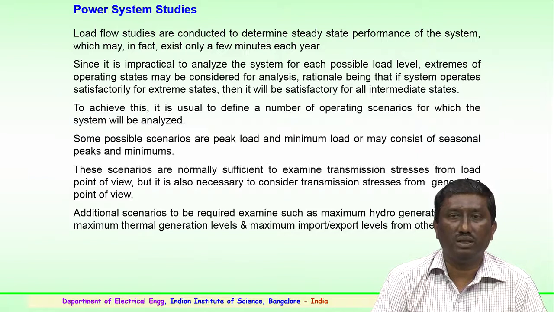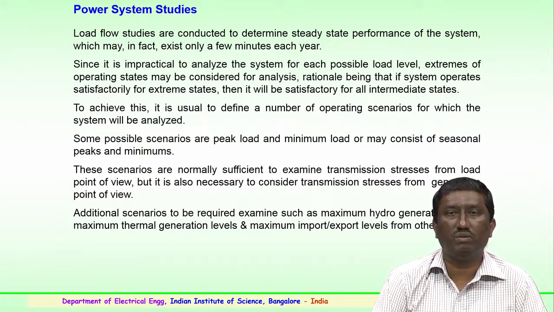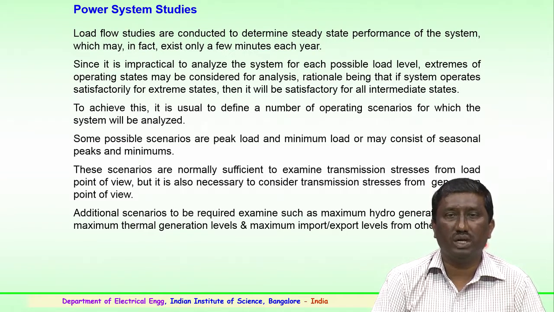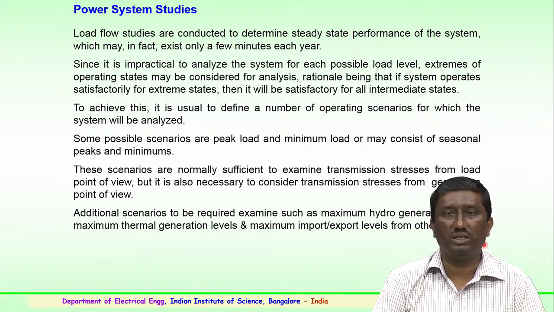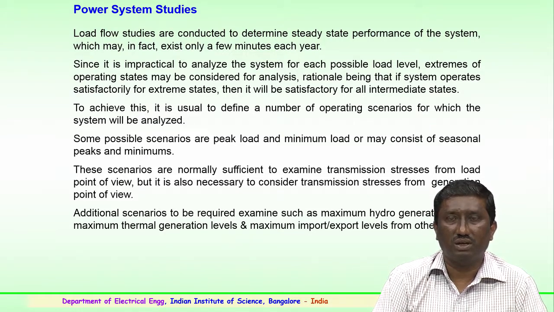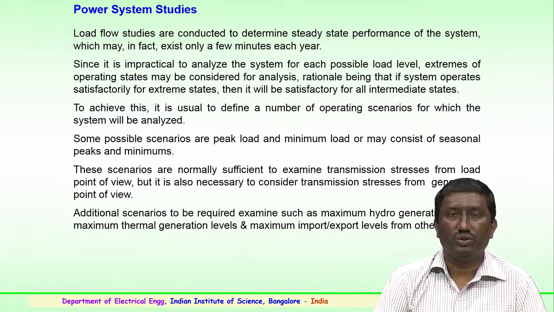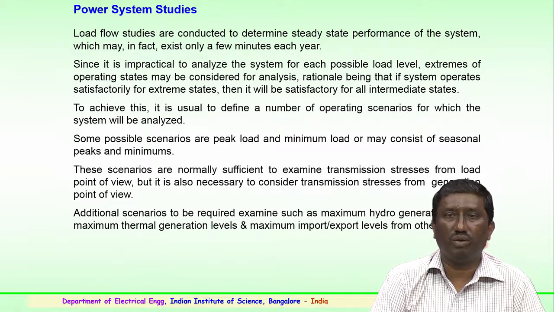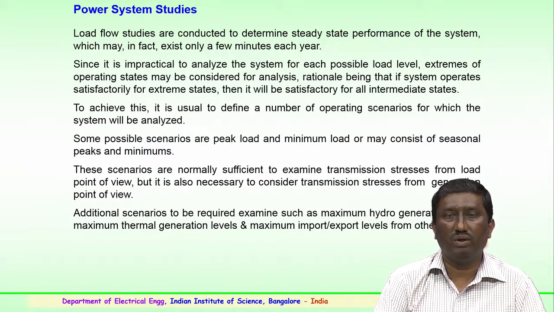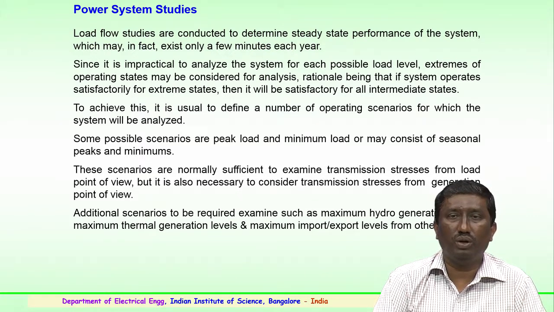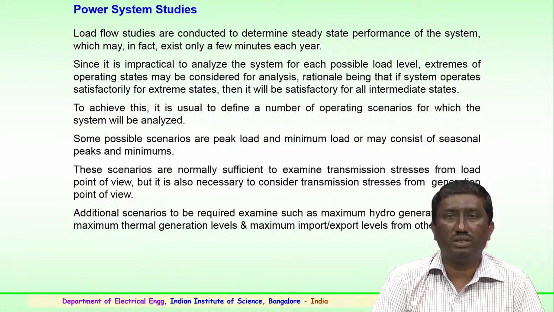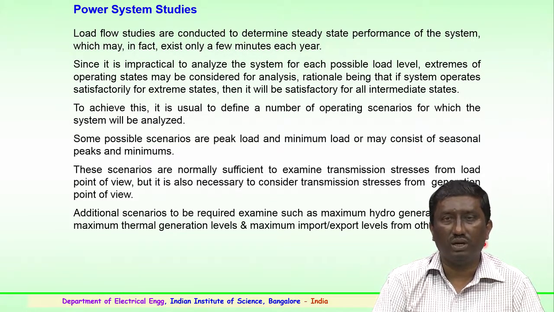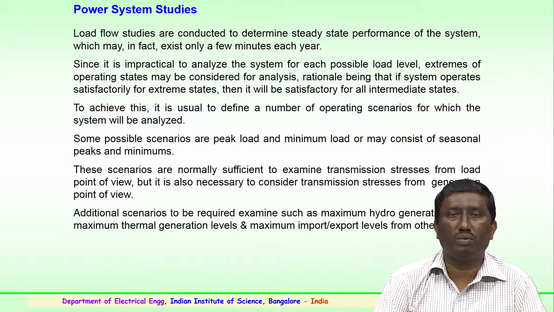So, extremes of operating states may be considered for analysis. The rationale being that if a system operates satisfactorily for extreme states, then it will be satisfactory for all the intermediate states. That is the assumption on which the studies are based and carried out. So, to achieve this it is usual to define a number of operating scenarios for which the system will be analyzed. Some possible scenarios could be the peak load and the minimum load, or may consist of a seasonal peak and minimum. So, this has to be properly documented, and it should be known for proper planning.